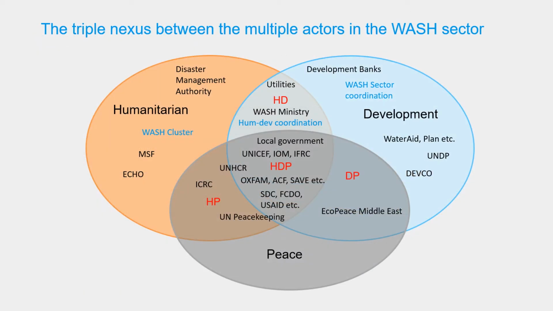We introduce the triple nexus between the multiple actors in the WASH sector as a way to link short-term or humanitarian actions with long-term development interventions in a conflict-sensitive way.